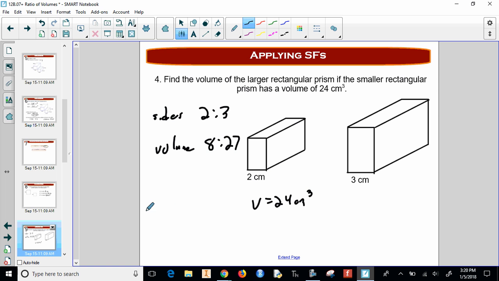So if the ratio of the volumes is 8 to 27, now we just cross multiply. The smaller one has a volume of 24. Cross multiply 24 times 27, and then divide that by 8. And I have volume equals 81 cubic centimeters.